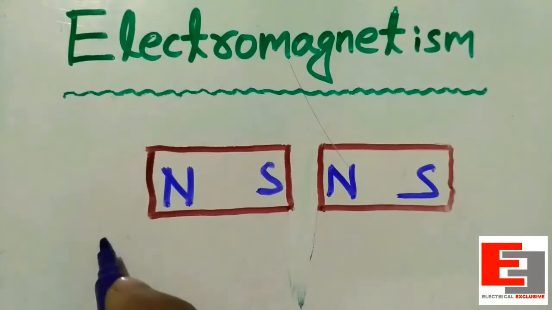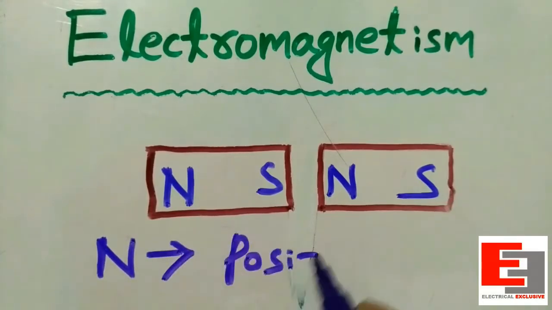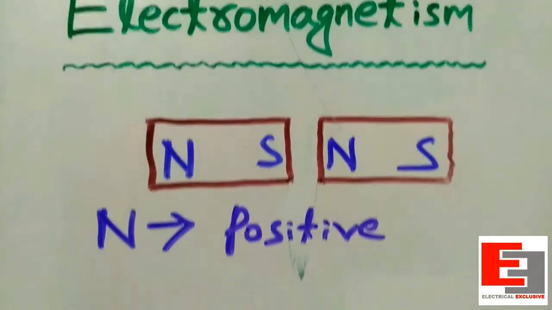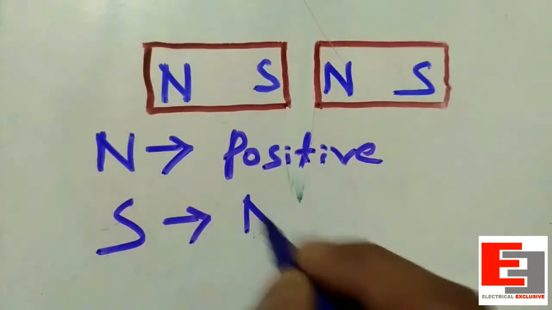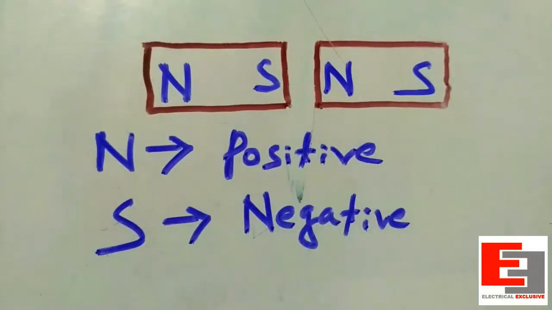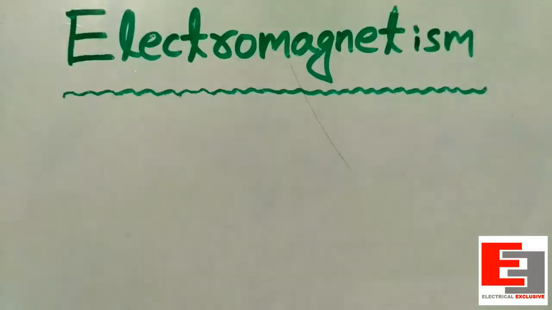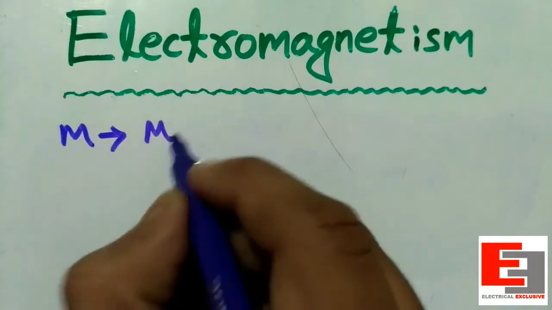The North Pole is assumed as a positive pole, whereas a South Pole is assumed as a negative pole. And the most interesting fact is the two poles of a magnet are equal in magnetic pole strength, which is denoted as M. The letter M refers to magnetic pole strength.